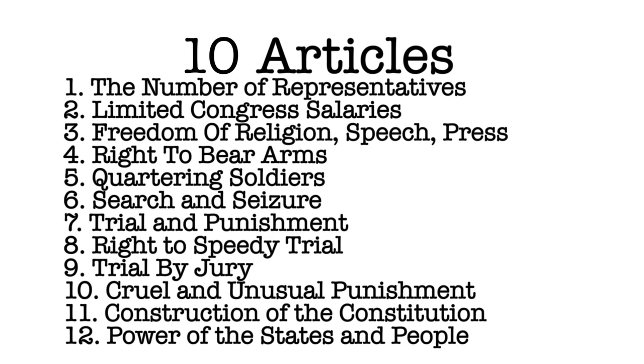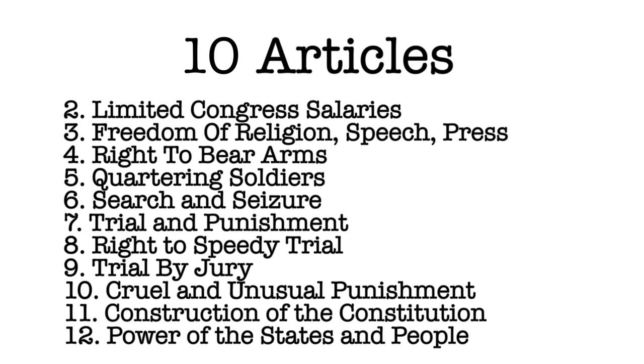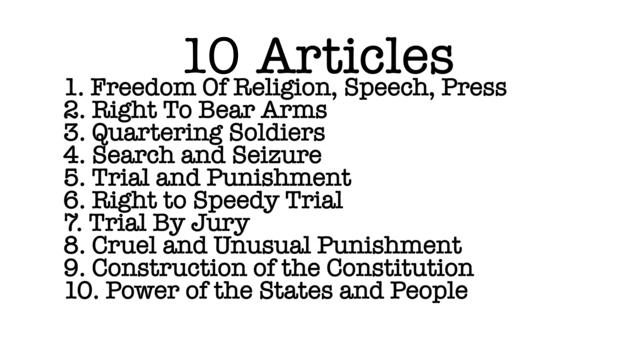Originally, 12 articles were proposed, but only the last 10 were ratified by the states. The articles not originally included were Article 1, which dealt with the number of U.S. representatives, and Article 2, which limited the power of Congress to increase its own salaries, which was eventually added as the 27th Amendment.